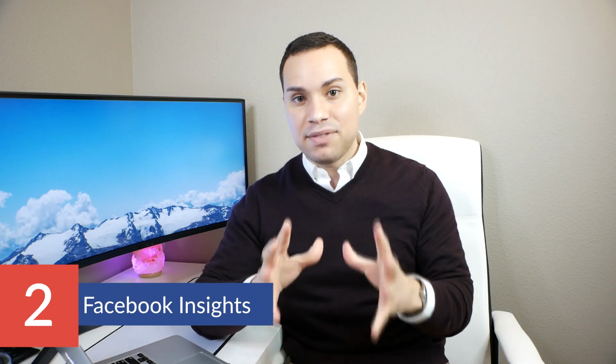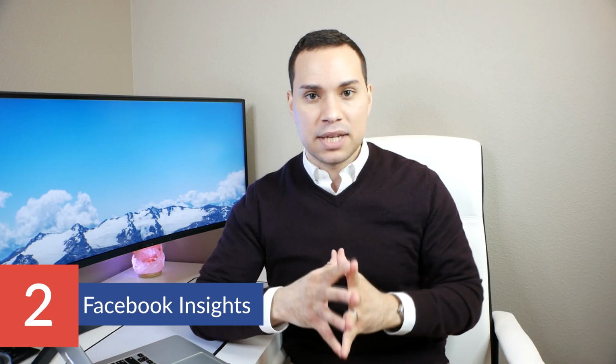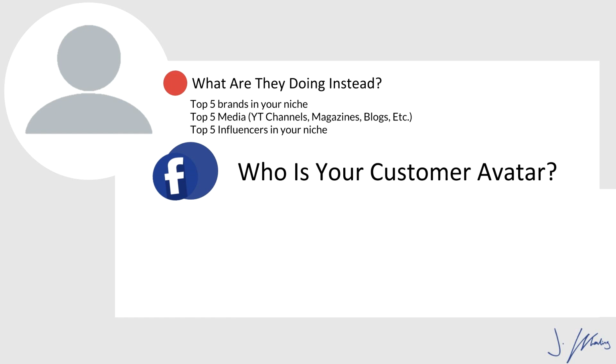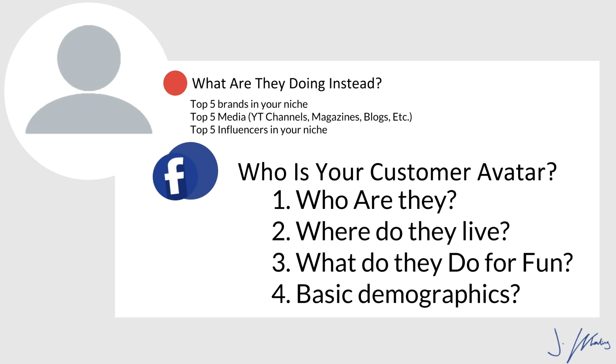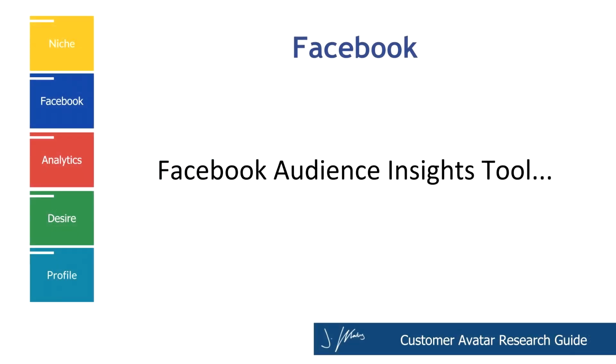So once we have this list, it'll probably take you 20 to 30 minutes, we're ready to use the power of Facebook to figure out who exactly our ideal customer is. And there are 4 questions here we want to answer. Who are they? Where do they live? What do they do for fun? And their basic demographics. So using the power of the Facebook Audience Insights tool, you'll be able to quickly answer all of these questions even if you haven't run any traffic before.